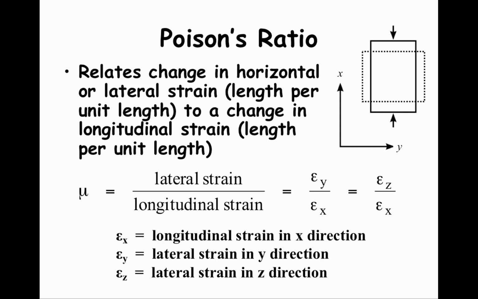Another relation that we need to use with strain gauges is Poisson's ratio, given by lowercase mu. Poisson's ratio relates a change in the horizontal strain to a change in the longitudinal strain. So if you take a vertical bar and compress it, the bar gets fatter or thicker as it gets shorter. The change in the horizontal or lateral strain divided by the longitudinal strain equals mu. Mu is constant for most materials.